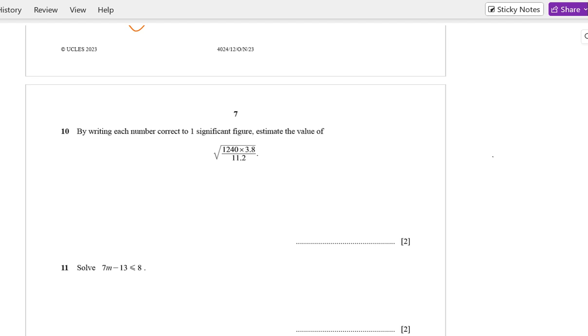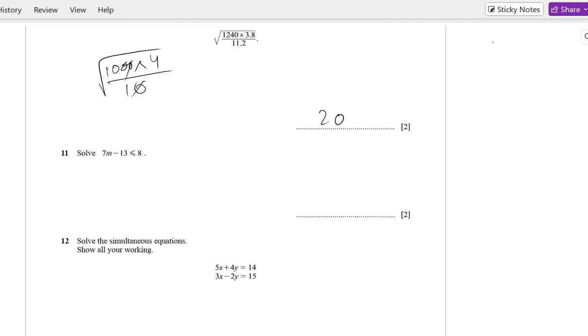One significant figure, estimate the value. 1000, 4, 10, 400, 20, 13 and 8, 21. M is less than or equal to 3.